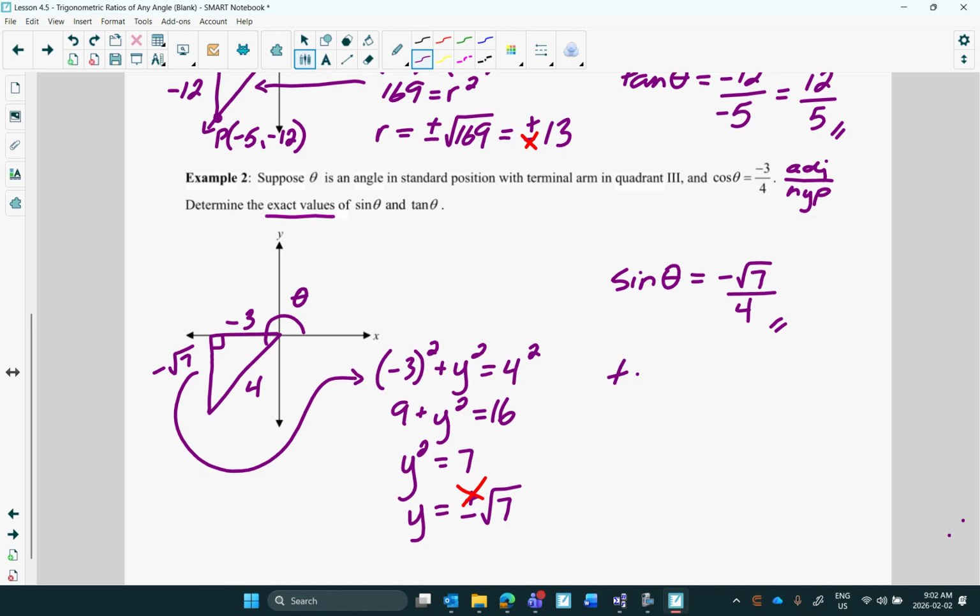And what would tan theta be? -√7 over -3, which would simplify to positive root 7 over positive 3. Good.